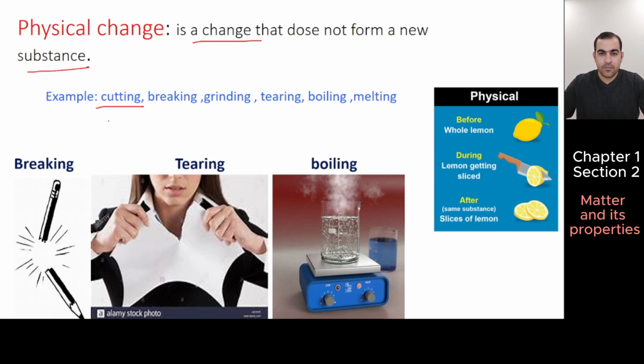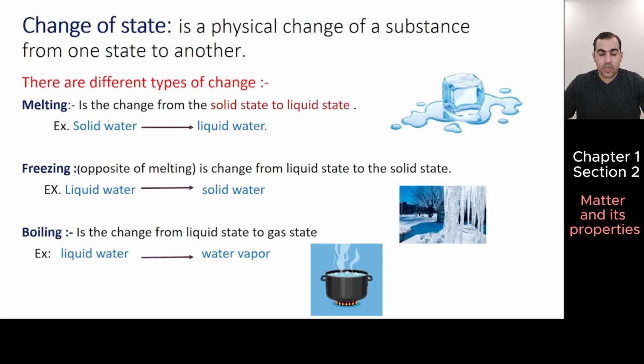I'm going to talk about a change of state. Boiling, melting, water changed to gas, but it's still water in the gas state. Okay, let's talk about change of state. It is a physical change. All changes of state are physical changes. A change of state is a physical change of a substance from one state to another. There are different types of change. Melting. Melting is a physical change.